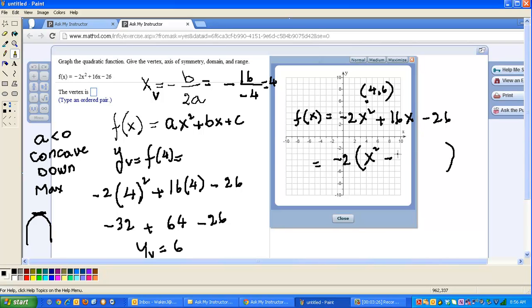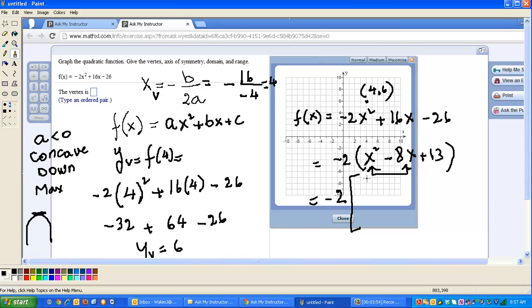minus 8x, because I want to get back to plus 16, and negative 2 times negative 8 is plus 16. Again, I have to get negative 26, so this would be plus 13, because negative 2 times 13 is negative 26. Now I want to make a square bracket, because I want to change this x squared minus 8x to a complete square.